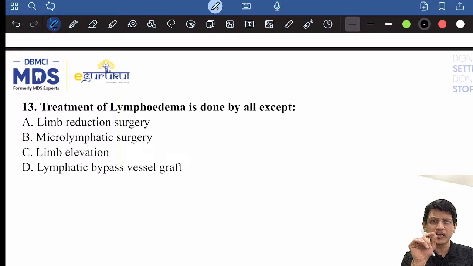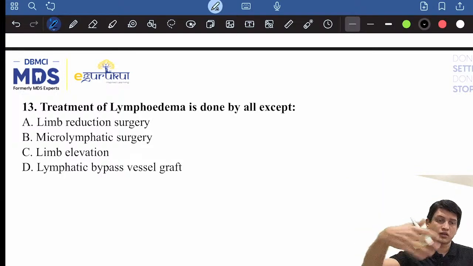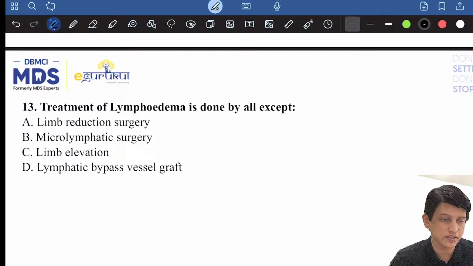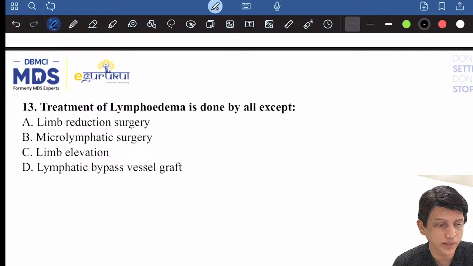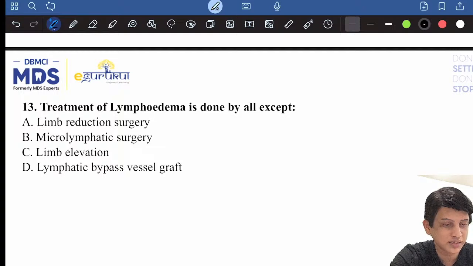Or micro lymphatic surgeries, just by joining, can we do micro lymphatic surgeries? Limb elevation, to drain the lymph, can we ask the patient to elevate the limb? Or lymphatic bypass vessel graft? Which is the answer? Tough one, but by ruling out, with some common sense, you can answer this. Answer is 3.